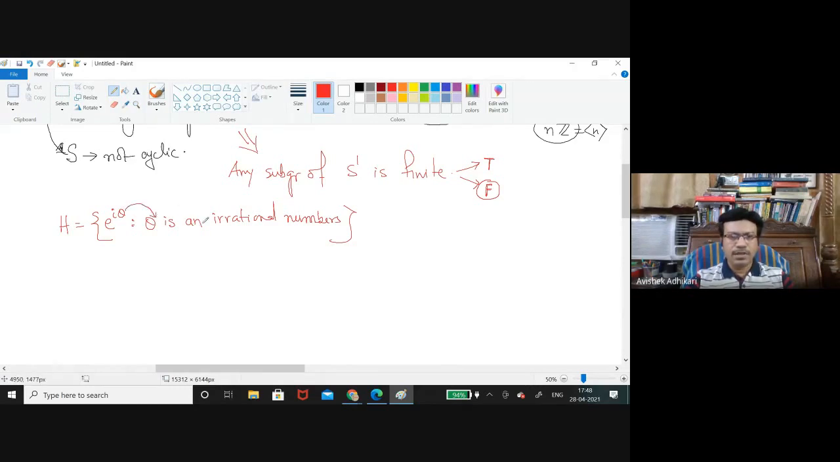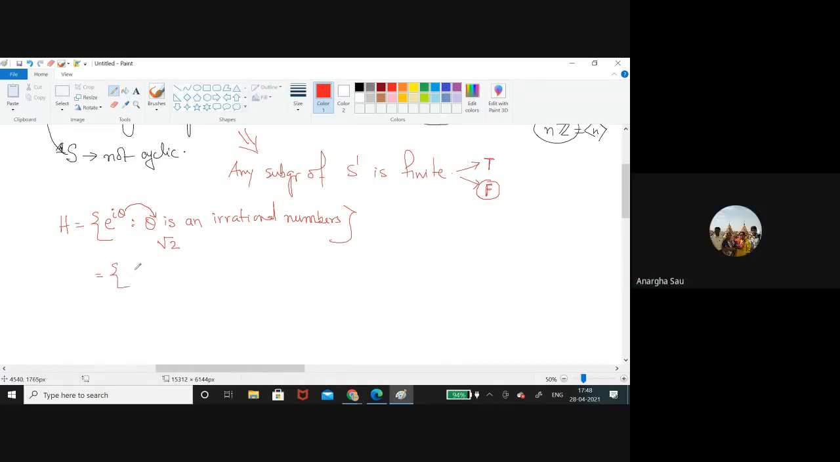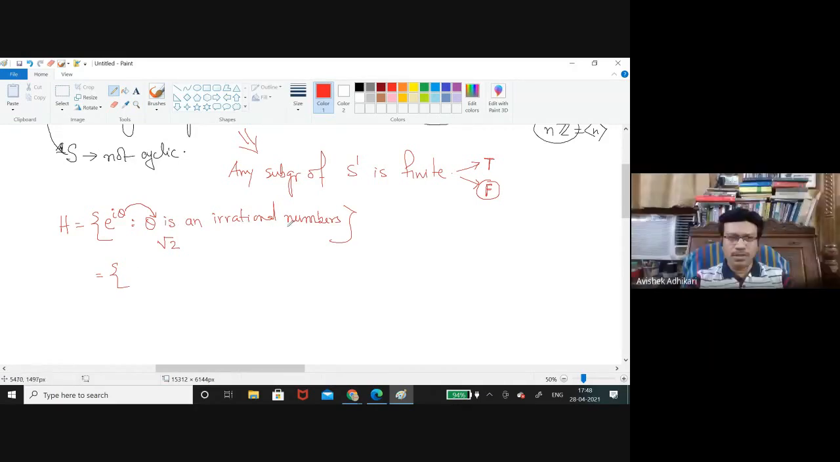Okay. Theta is an irrational number, means theta is a fixed irrational number, you want to say, right? Say root 2. So if root 2, then root 3 should also be there. That means you are actually varying theta over irrational numbers. That's what you want to say. Yes, sir. So it should not be like this. Then that means this belongs to the set of all irrational numbers.